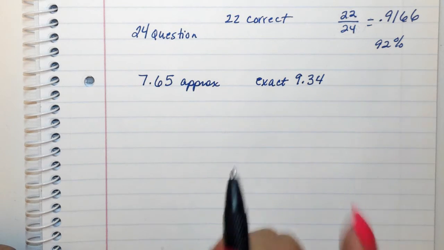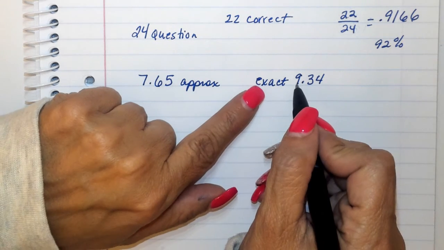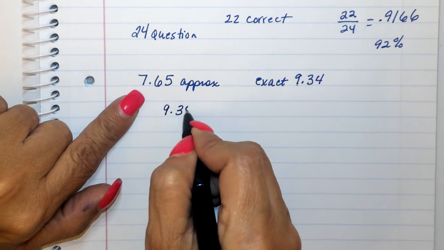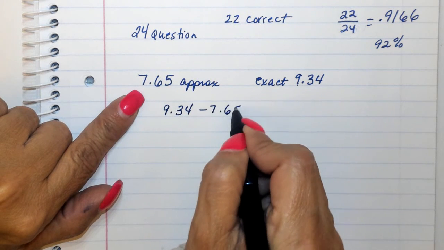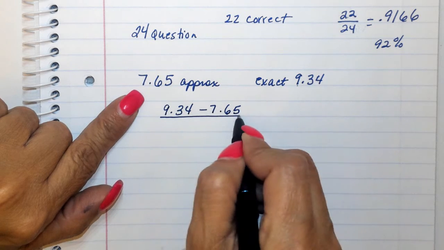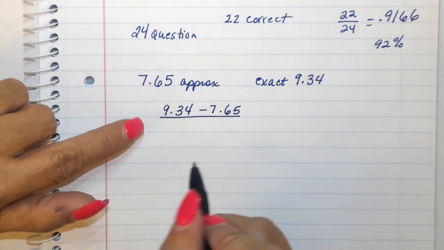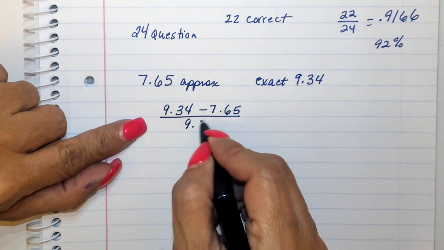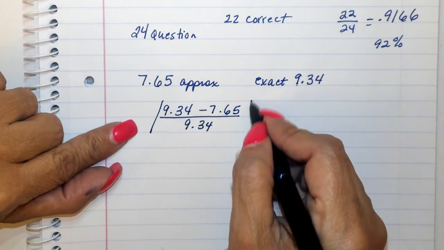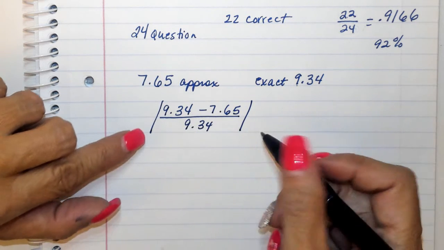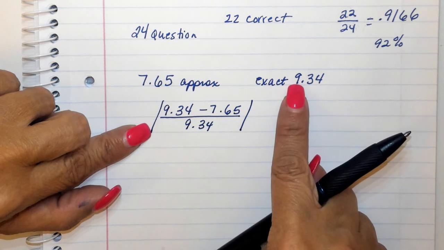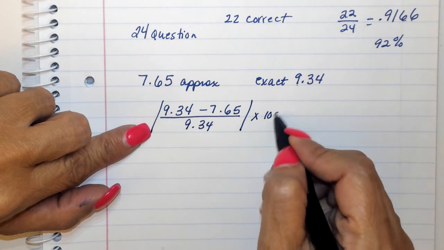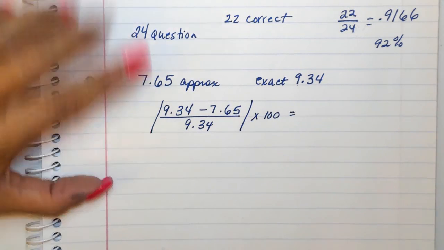And you would say, okay, well, let me think about it. I need to take the exact, subtract off the approximate. But remember, it's a percent, so we're going to divide. What do you divide by? Always the exact. 9.34. Now we want to take the absolute value because sometimes the exact might actually be smaller.